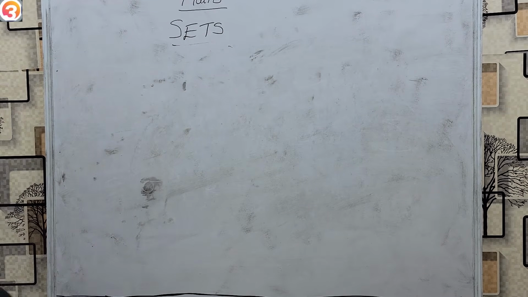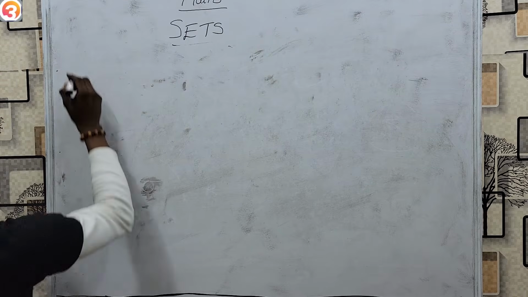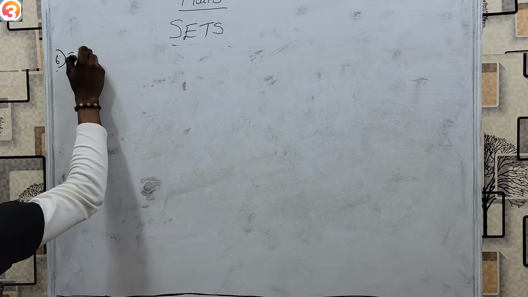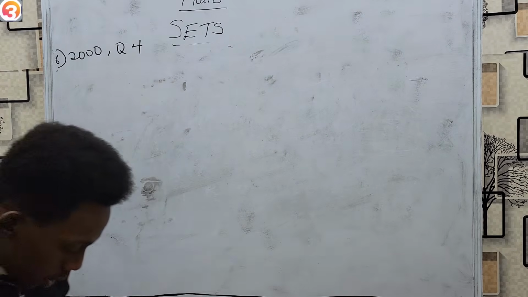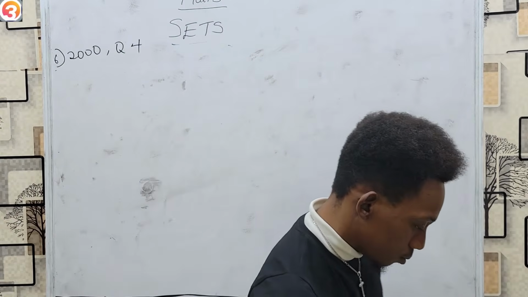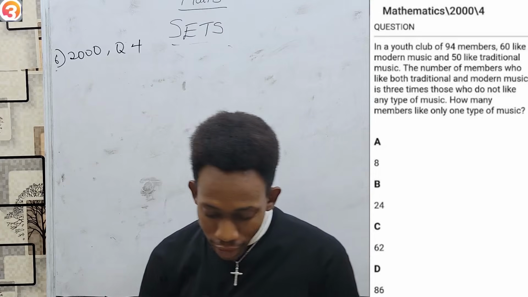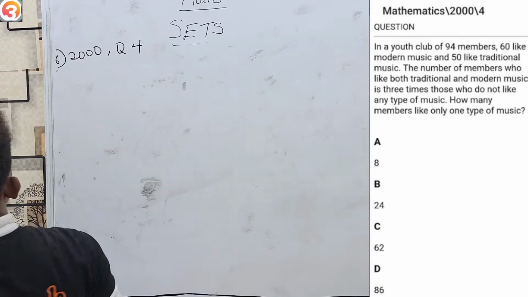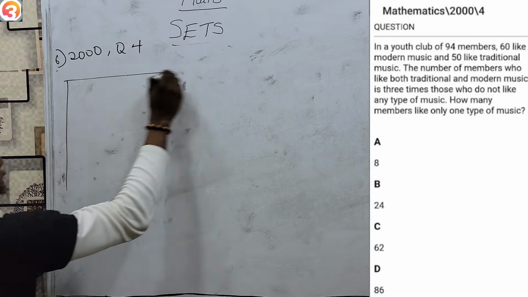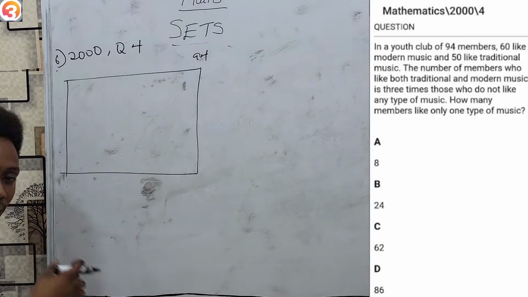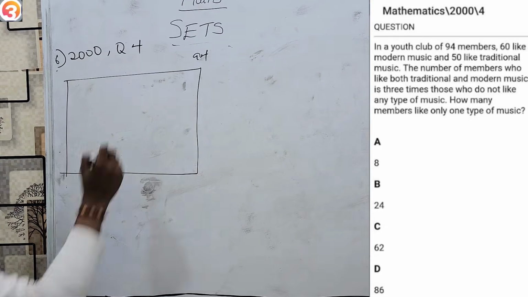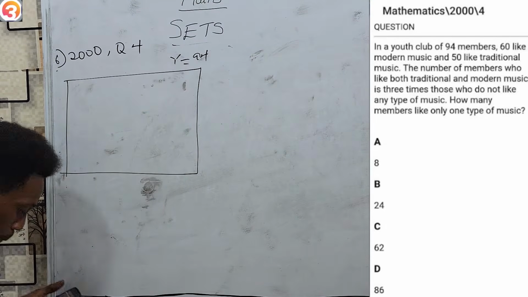And this time we're going all the way to the year 2000 to look at question number 4. The year is 2000, looking at question 4. It says, in a youth club of 94 members, I like drawing Venn diagrams for simplicity. Youth club of 94 members, the total number of the youth club is 94. This is my full youth club.